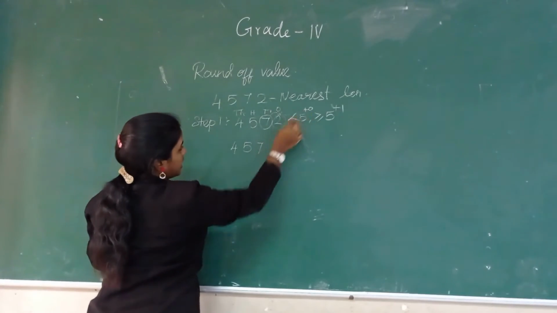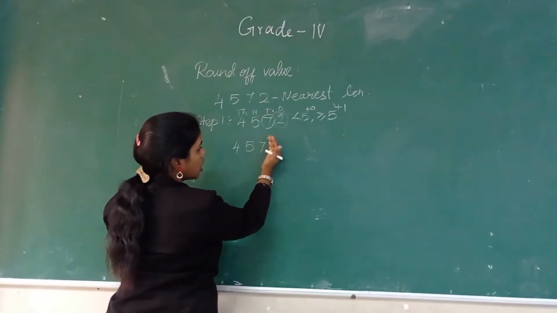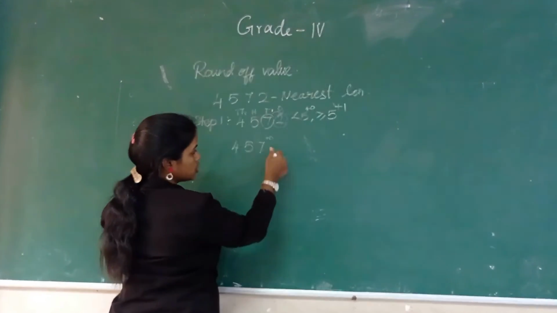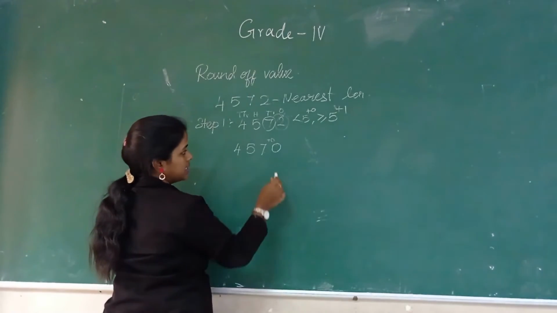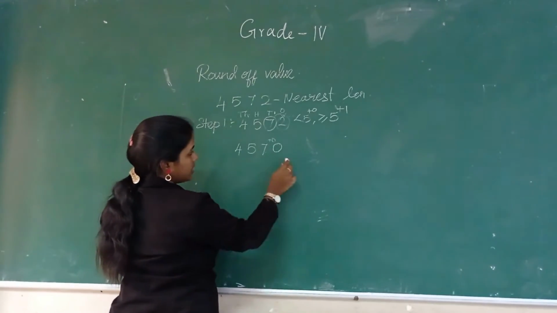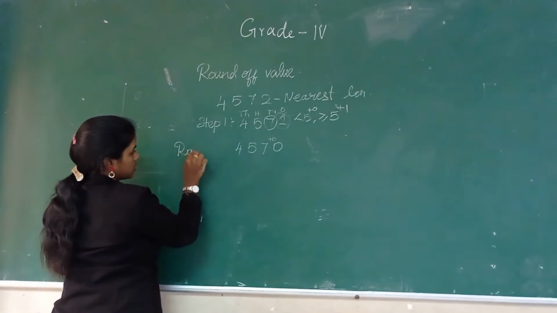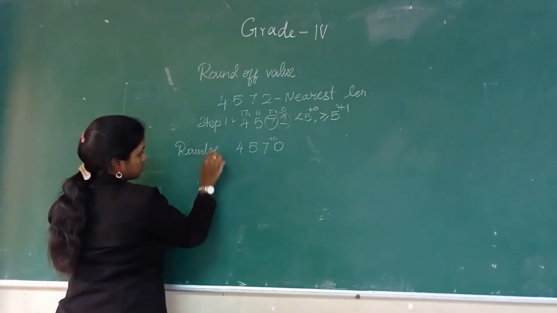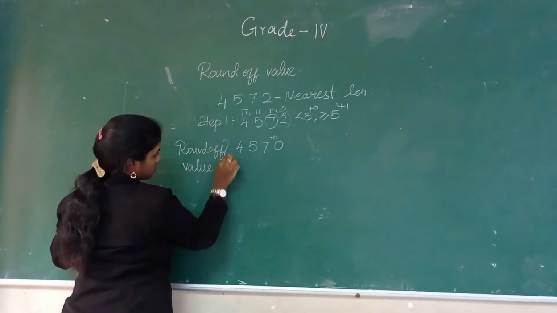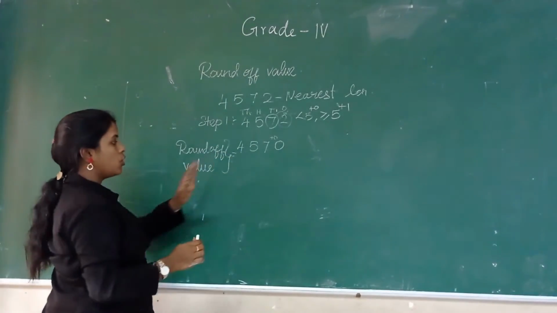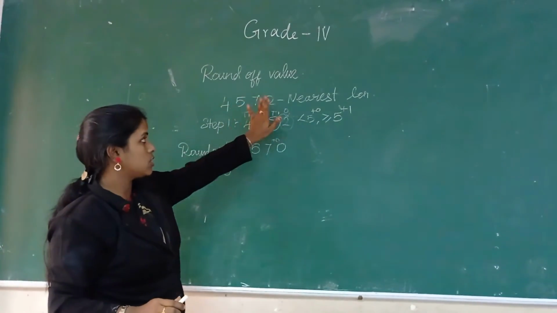Together with 7 I have to add 0. After you make this change, all other digits should be 0. Since we have only one digit, I have made 0 here. So what is the round off value for this number? Round off value is 4570. For the number 4572.